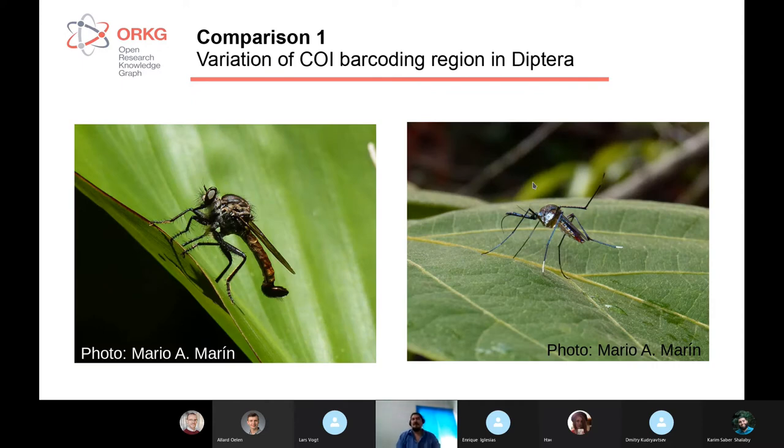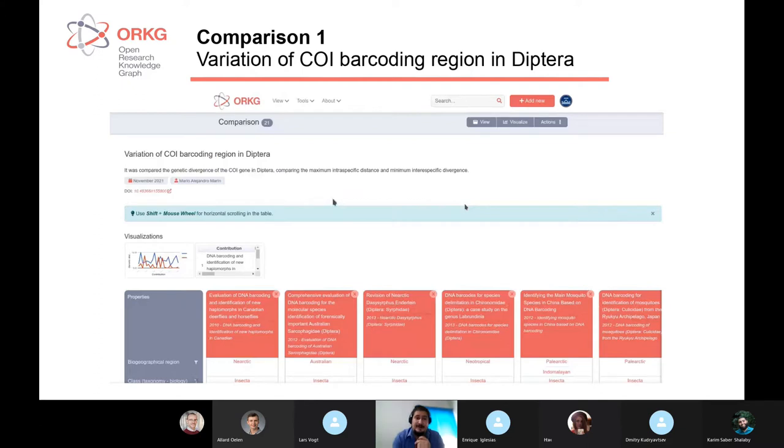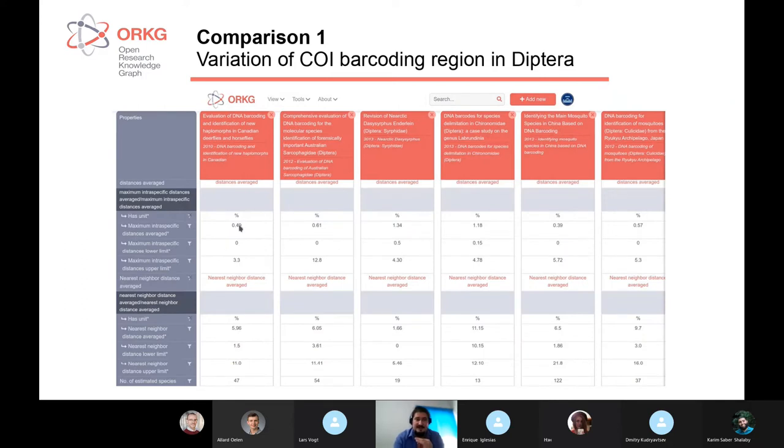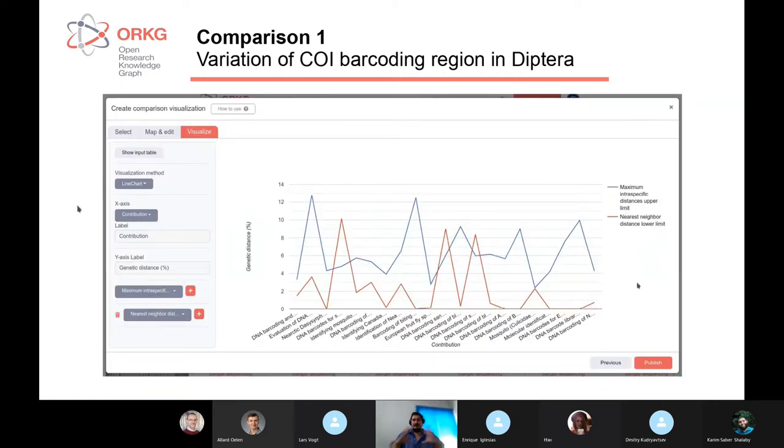The first comparison was studying Diptera, one group of insects that includes flies and mosquitoes. Only to clarify what Diptera is. In this comparison, I studied the genetic variation, using the barcoding region, in different studies around the world in Diptera, in different groups. I used the genetic distance within species and between species. Visualizing the comparison, we can see that in almost all studies, the genetic distance inside the species is higher than the genetic distance between species, an unexpected result.